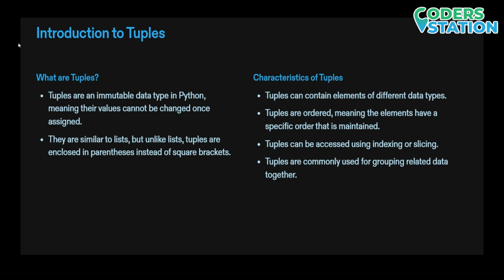Introduction to tuples. So, what are tuples? Tuples are an immutable data type in Python, which means that once you have created a tuple, you cannot change the values inside the tuple. We saw that a list was a mutable data type, and you are able to change it, that is, add and delete elements in the list. But in the case of tuples, you cannot do that.